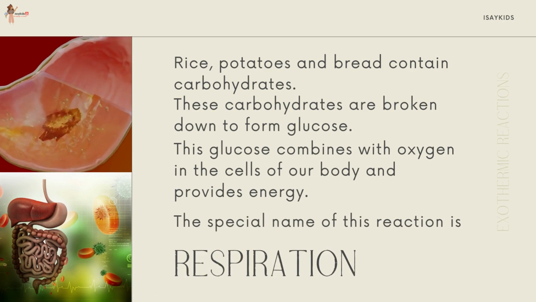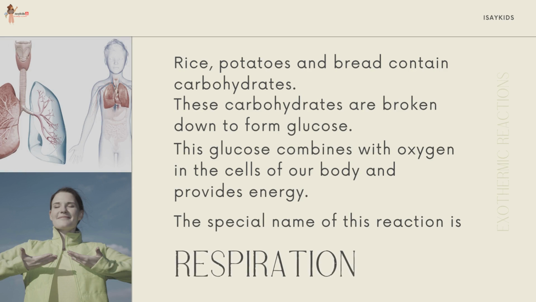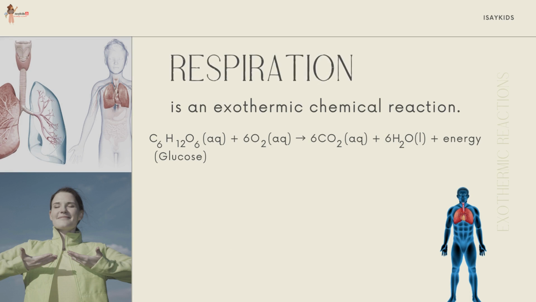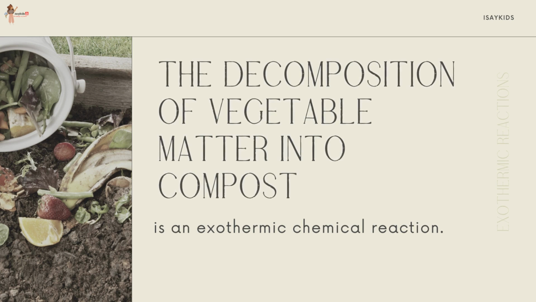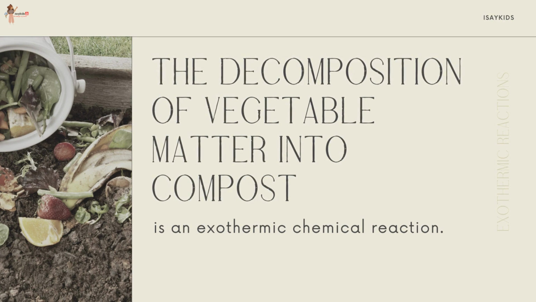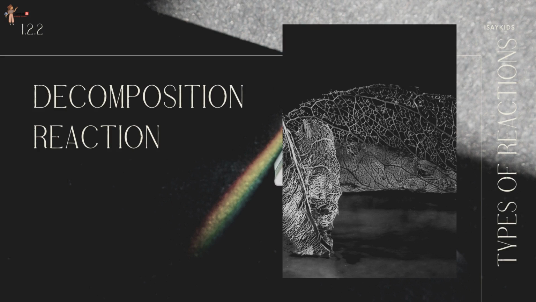The special name of this reaction is respiration. Let's see the chemical reaction happening here. C6H12O6, which is glucose, plus 6O2 gives 6CO2, which is carbon dioxide, and 6H2O, which is water, plus energy. The decomposition of vegetable matter into compost is also an example of an exothermic reaction. Hope this is clear. If yes, let's move on to the next type of chemical reaction. It is decomposition reaction.